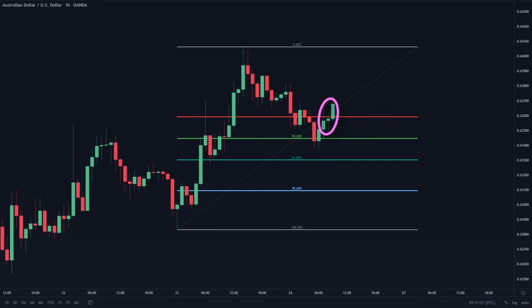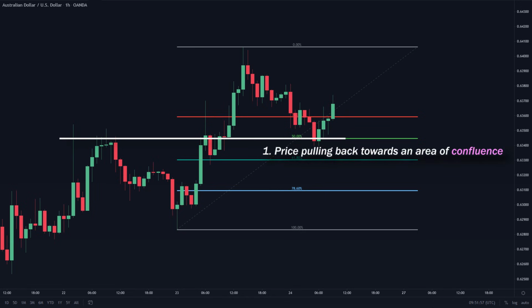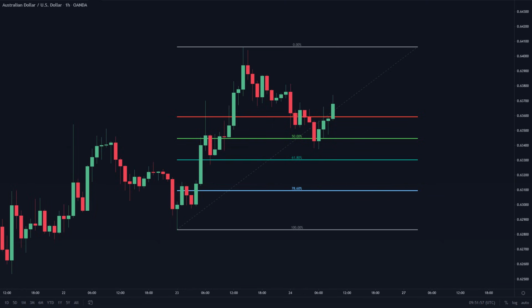the 38.2% level. So let's recap what we have currently. First, we have price pulling back towards an area of confluence, which is a Fibonacci level and a resistance level at the same time. And second, we can also see signs of upwards momentum indicated by multiple green candles breaking above the 38.2% level. So based on this, we can conclude that the price will likely bounce at this level. And so this is a good opportunity to take a long position.